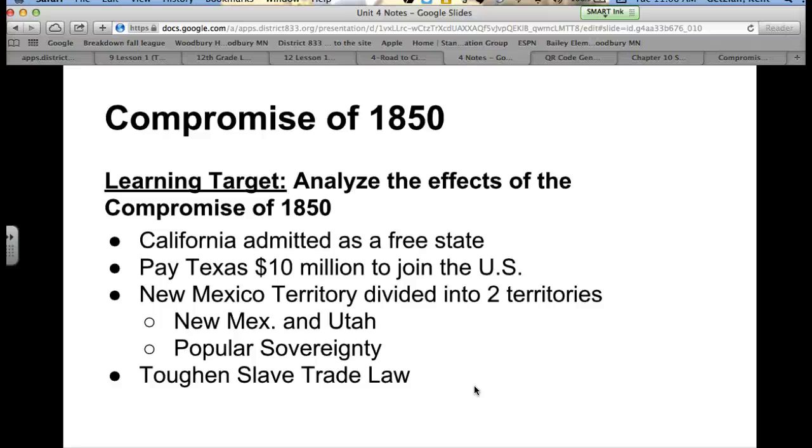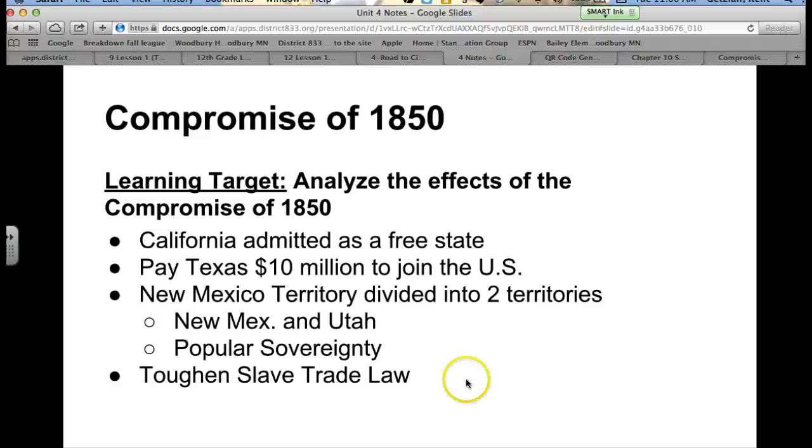The New Mexico territory was divided into 2. So what you were going to have now is New Mexico and Utah each going to be their own territory. And the reason that they weren't states yet, and if you want to write this down, would be because they didn't have enough people yet. Once they became a state, they were going to be under popular sovereignty, where the citizens in Utah and New Mexico were going to vote on whether or not they had slavery.